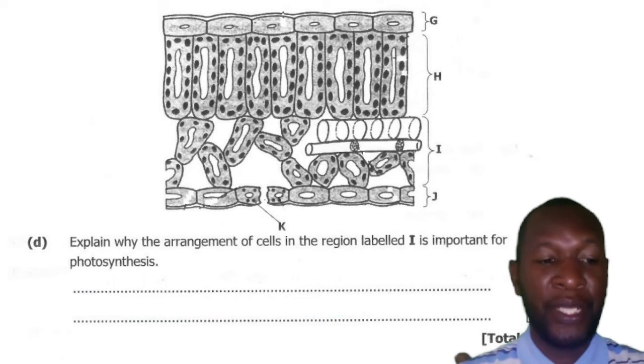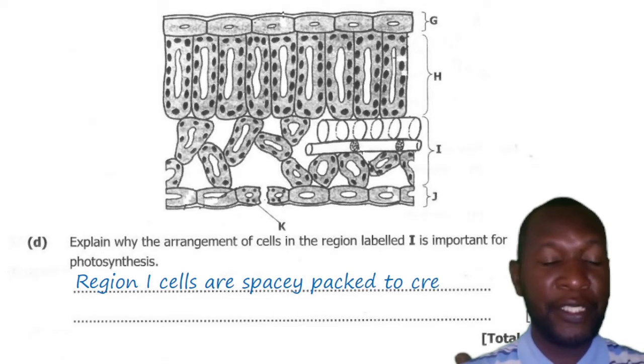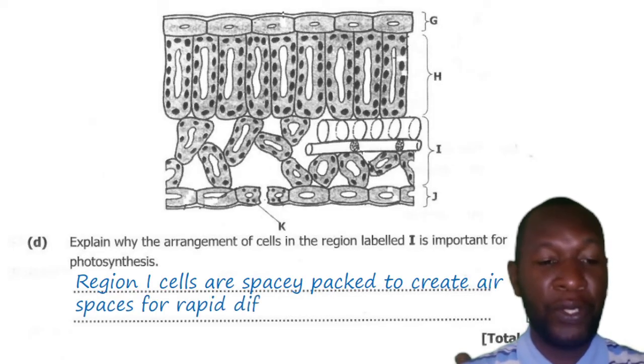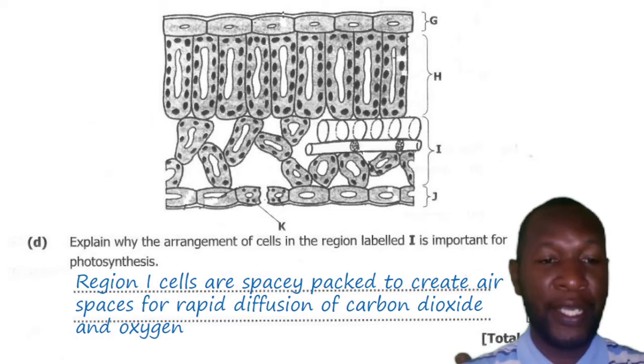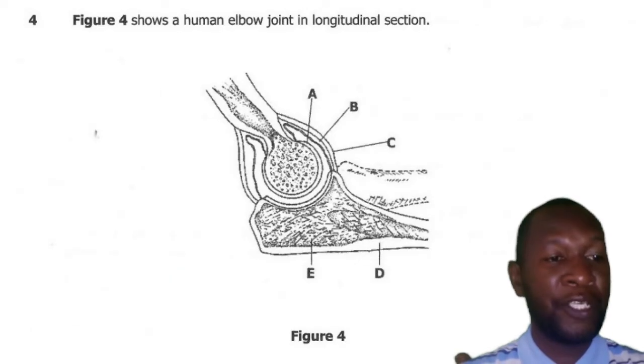Part D. Explain why the arrangement of cells in the region labeled I is important for photosynthesis. Region I is the air spaces, and in the air spaces the cells are loosely packed to create air spaces which are needed for rapid diffusion of gases for carrying out photosynthesis, for example carbon dioxide and oxygen.